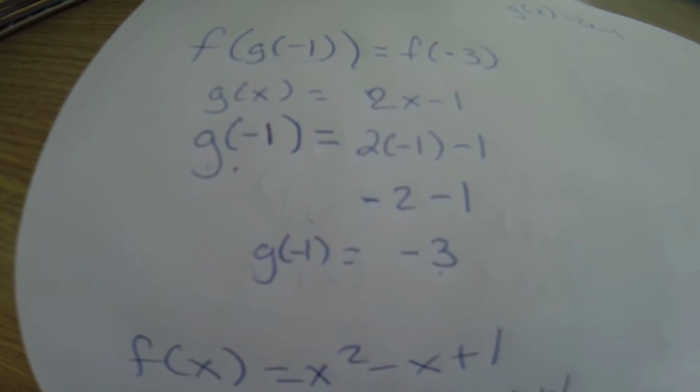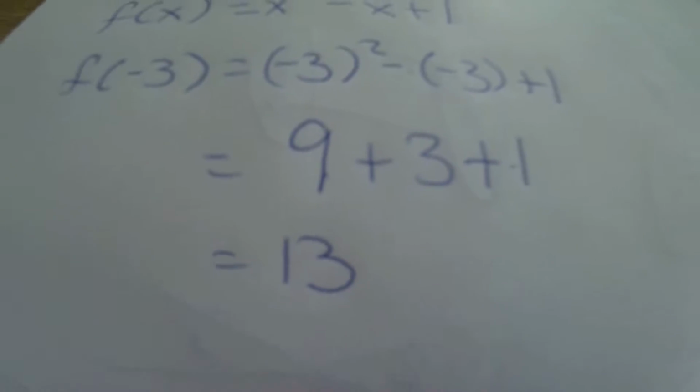You'll see here that's exactly what they did. 2 times negative 1 minus 1 is negative 3, just written vertically. Then they plugged that negative 3 into the next one: 9 plus 3 plus 1. Look at that, 9 plus 3 plus 1 is 13.